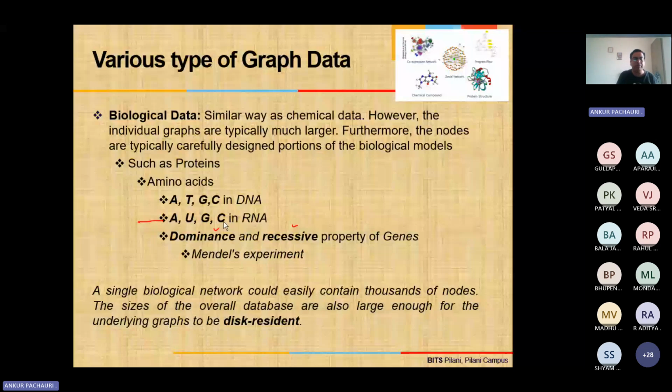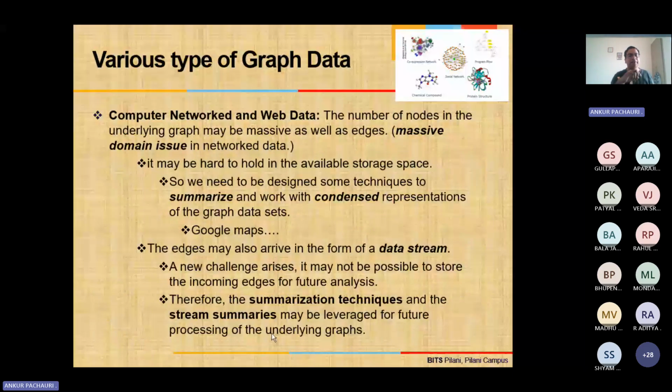I think you do remember Gregor Mendel's pea experiment from your high school, in your 12th biology. So that's again an area. A single biological network would easily contain thousands of nodes. The size of the overall database is also large enough for the underlying graph to be disk resident. So this is the area where the disk-resident graph will be there.